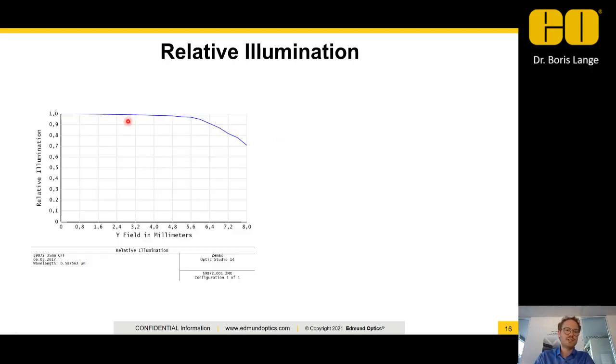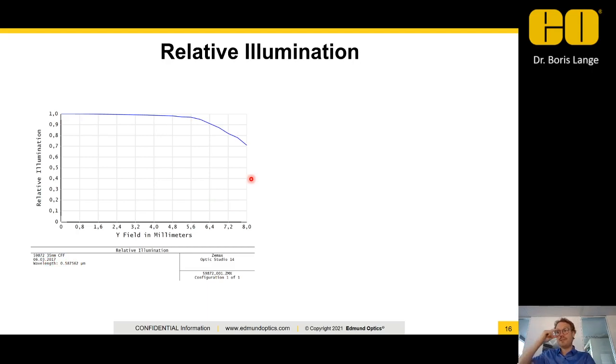As I just said, you define what's happening at 0 field, in the center of your image, as 100%. Then on the x-axis you go from 0 all the way up to the very corner. I picked the same example for this data, so you go from 0 to 8 millimeters. This curve again represents the lens performance on a 1-inch sensor. It's also the same lens, our 35mm C series lens.